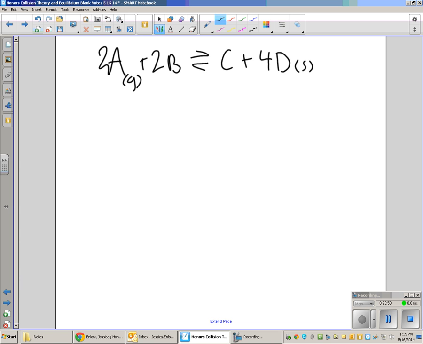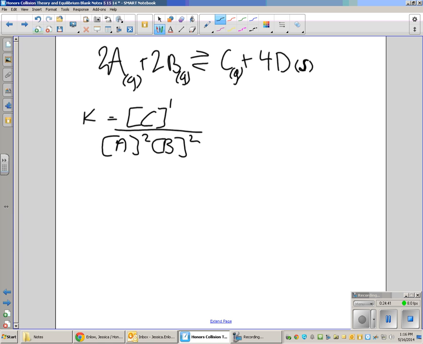So 2A is a gas. 2B is also gaseous. C is also gaseous. D is a solid. This is number 3 on worksheet number 1. It says write the equilibrium expression. I know you can do that real easy. K is equal to the concentration of C. What about D? No, these are solid. We don't include D. This is a pure solid, so we ignore it for the equilibrium expression. So that's the first power over A squared and B squared.